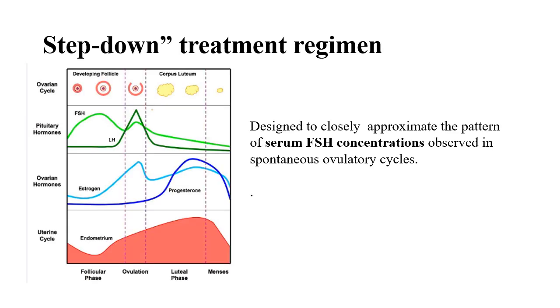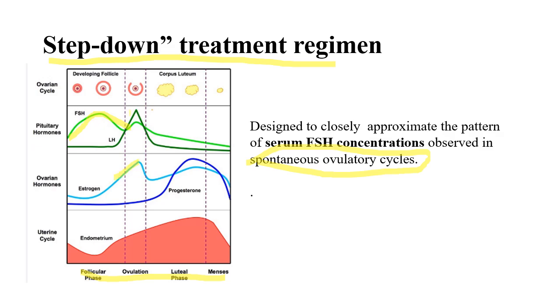Let's discuss the step down treatment regime. In step down treatment regime, the pattern is similar to the spontaneous ovulatory cycle. Let's see the normal ovulatory cycle and the hormones in the normal ovulatory cycle. So let's concentrate on the FSH. FSH will first increase and then it will decrease due to the negative feedback by the increased estrogen.